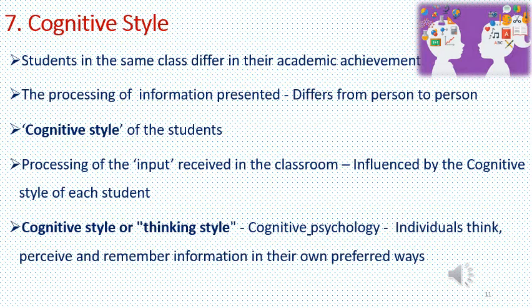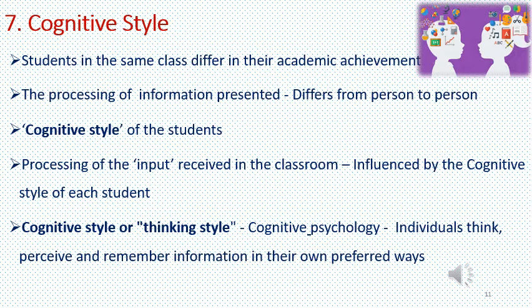Next, we have cognitive style. It is observed that students in the same class differ in their academic achievement. They do not learn in the same way. One of the reasons for this is the fact that they do not process the information presented in the class in the same way. This is due to several factors. One of the major factors is the cognitive style of the students. The processing of the input received in the classroom depends on the cognitive style of each student.